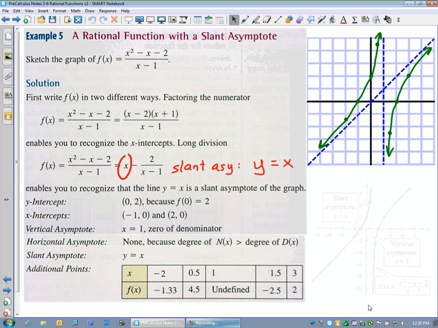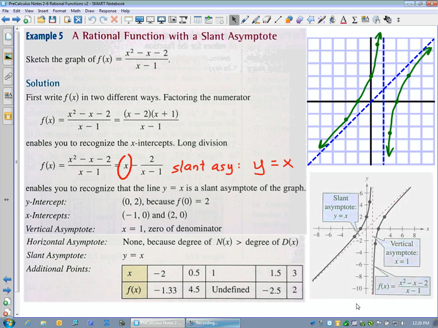And that would give us our complete graph. And when we compare this to the book's answer, we see we have, again, the correct graph.